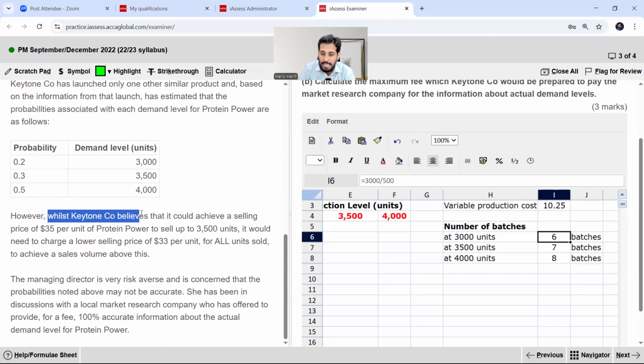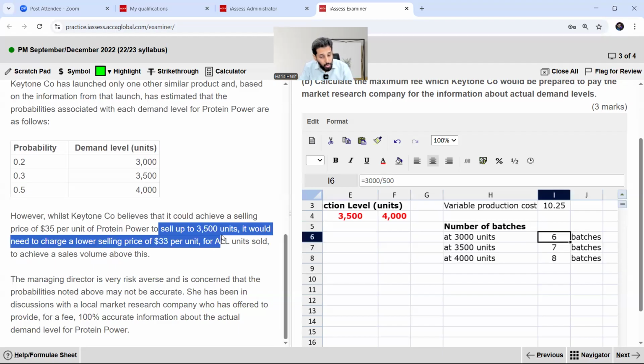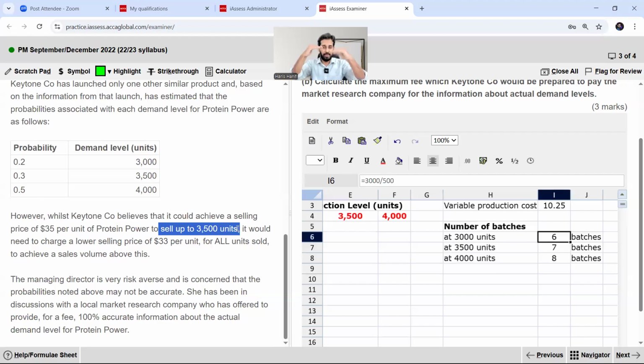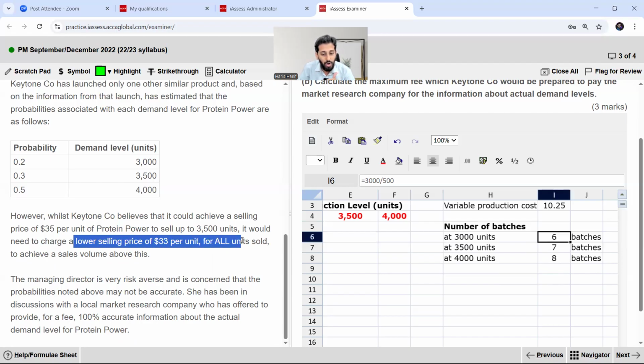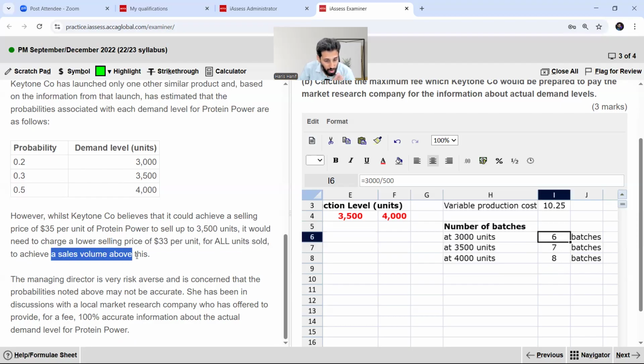However, while Keystone Company believes that it could achieve a selling price of $35 per unit to sell up to 3500 units, the selling price would be $35. It would need to charge a lower selling price of $33 per unit for all units sold to achieve a sales volume above this.